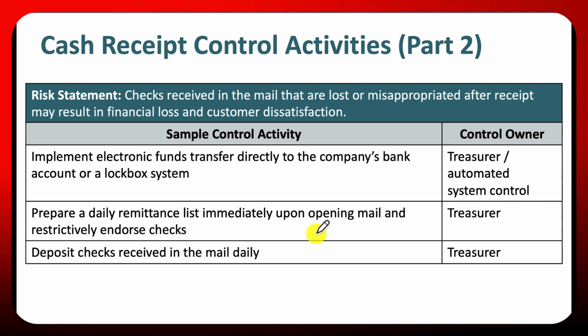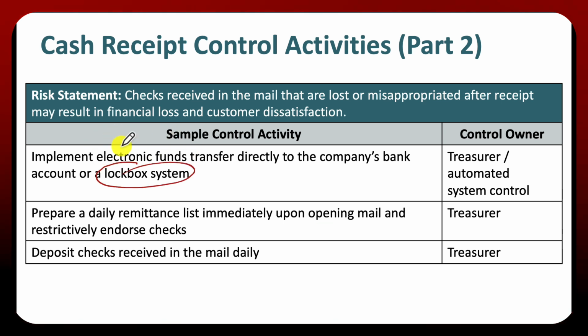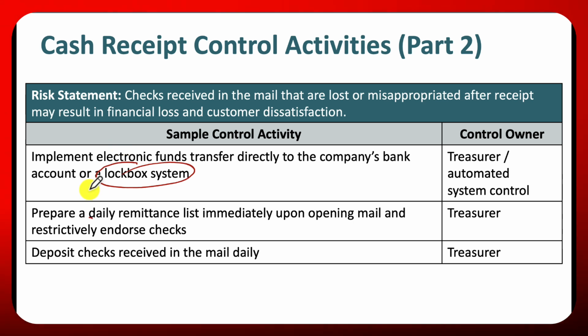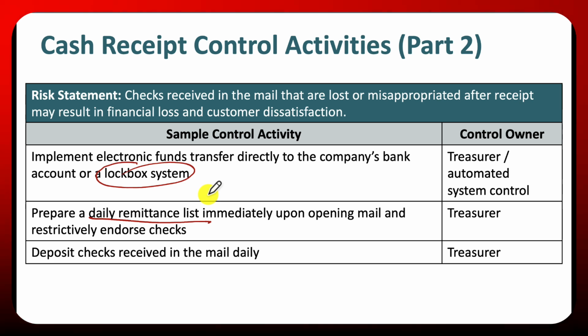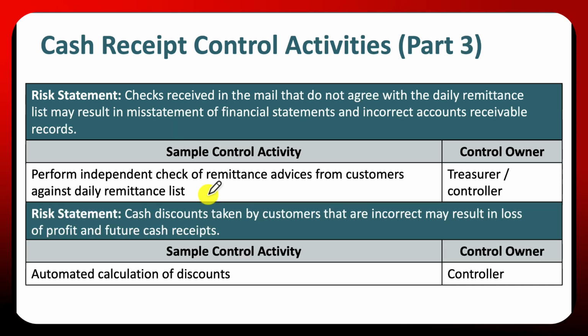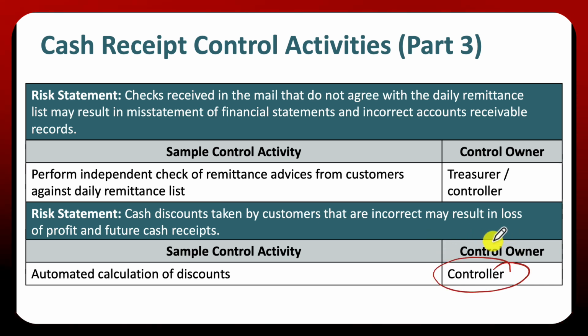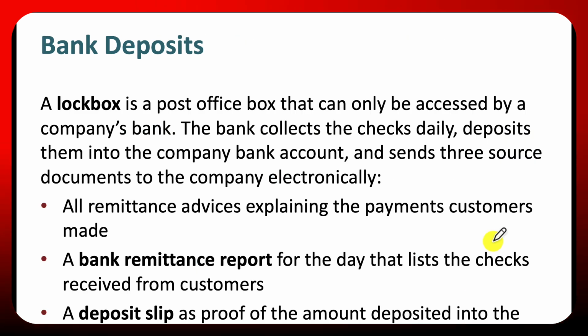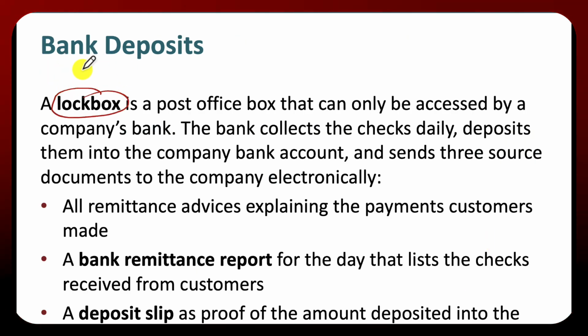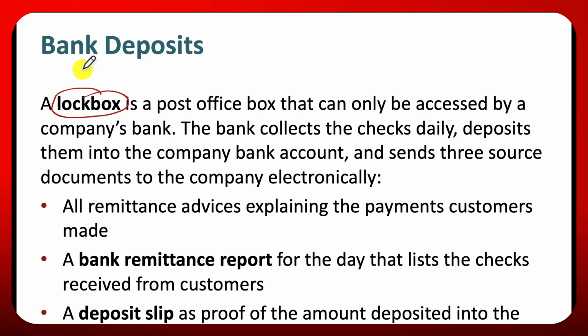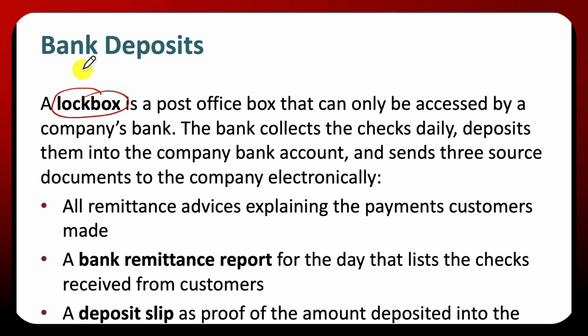Also, the treasurer might implement a lockbox system, which we will talk a little bit more about. They might also prepare a daily remittance list upon opening the mail, and then restrictively endorse checks and deposit checks daily. Additionally, we might have the controller do automated calculations of discounts. Bank deposits. A lockbox is a post office box that can only be accessed by a company's bank. The bank collects the checks daily and puts them into the company's bank account and then sends the source documents to the company electronically.